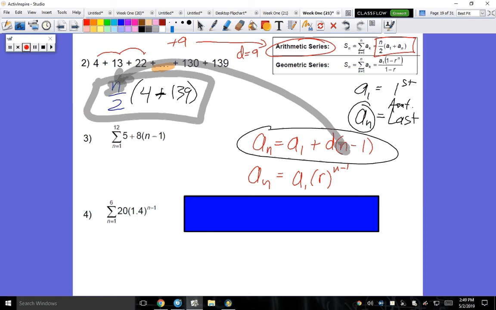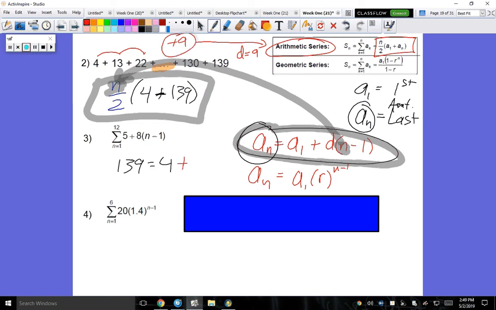So I'm going to use this equation right here, and for a sub n, I'm going to put 139 because that's the last term. A sub 1, I'm going to put 4. I know my common difference jump is 9, and then it's going to be n minus 1. Now I just have to do basic algebra to solve for n, and now that will give me that value right there.